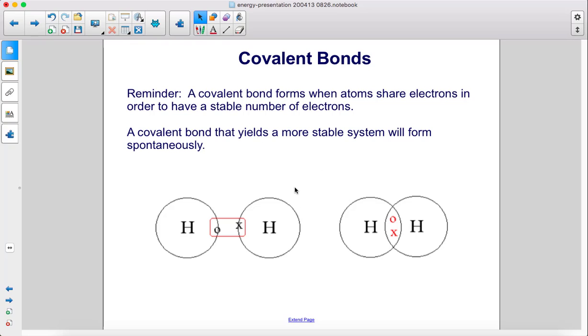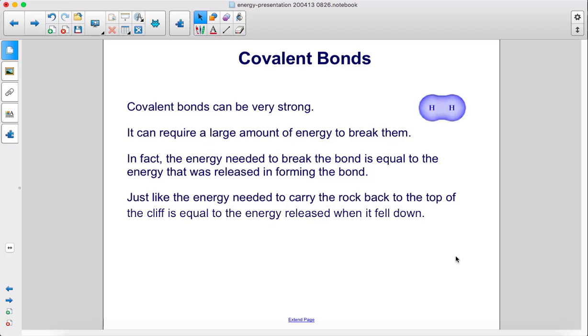Reminder: a covalent bond forms when atoms share electrons in order to have a stable number of electrons. A covalent bond that yields a more stable system will form spontaneously. Covalent bonds can be very strong. It can require a large amount of energy to break them.